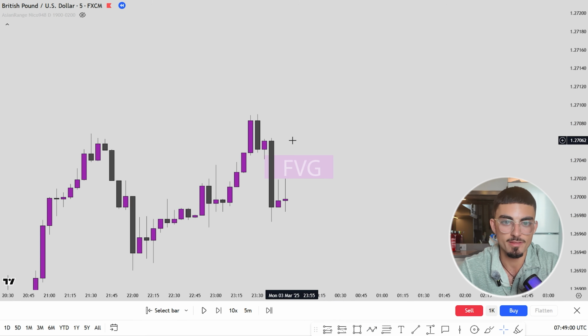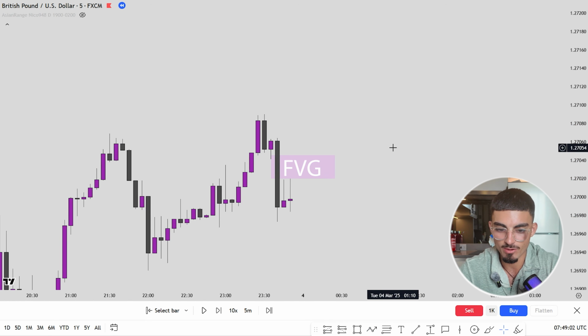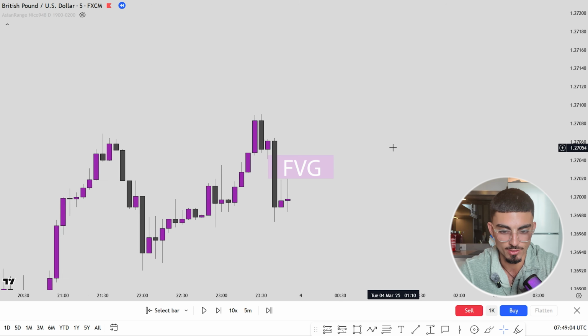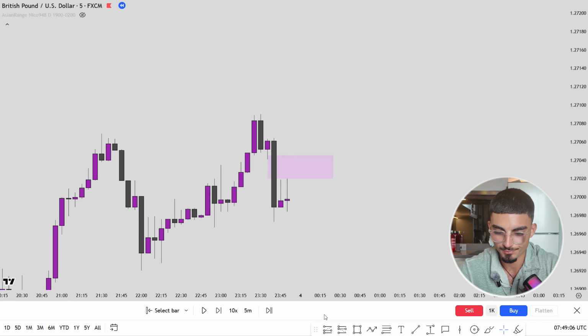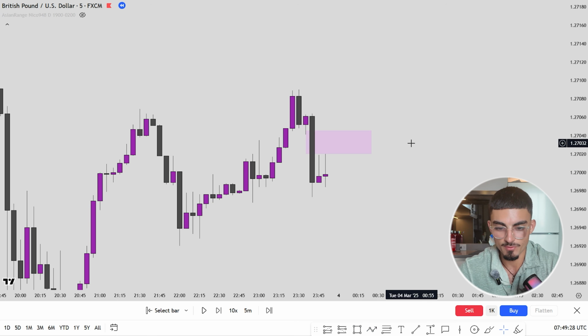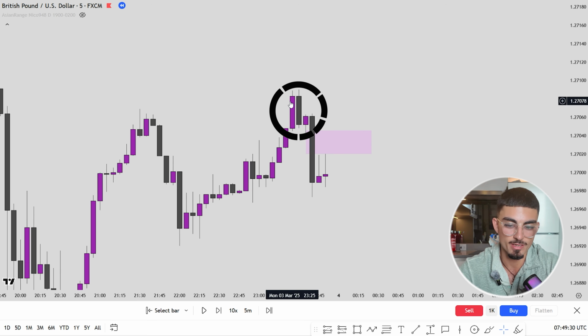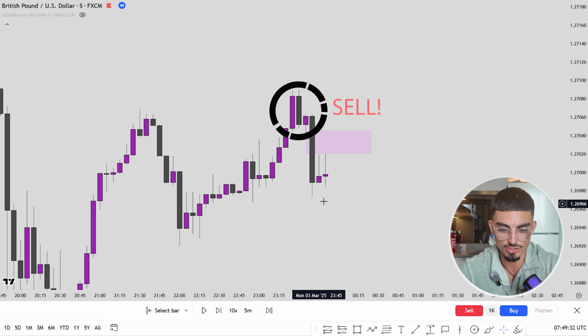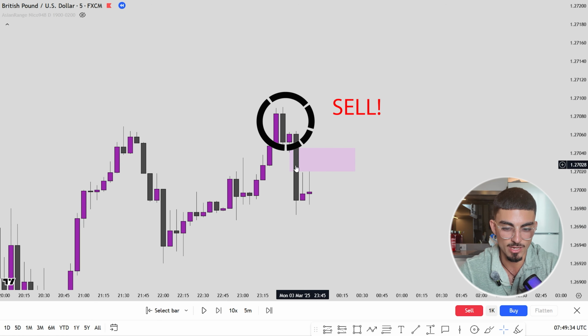Now, once we've identified this fair value gap in the market, it's time to actually correctly draw on the order block, okay? When it comes to drawing order blocks, people's variation and how they draw them will always slightly differ. However, the most important thing is that you've first identified this area of fair value gap, showing us a large amount of selling pressure.